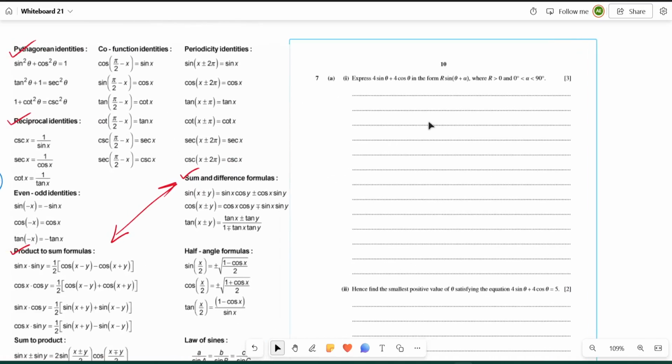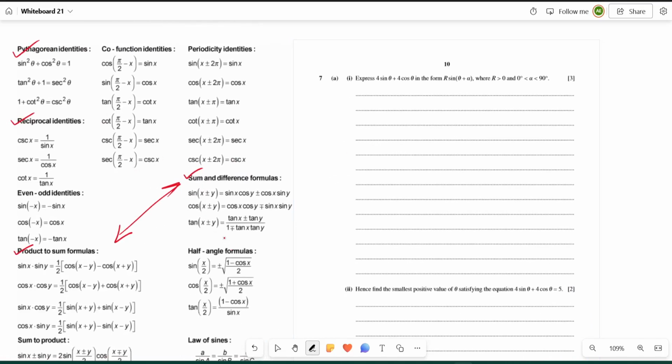So sine of an angle plus another angle looks like it's this identity over here. So r sine theta plus alpha is going to equal r into this whole thing. So sine x plus y is equal to sine x cosine y plus cosine x sine y.